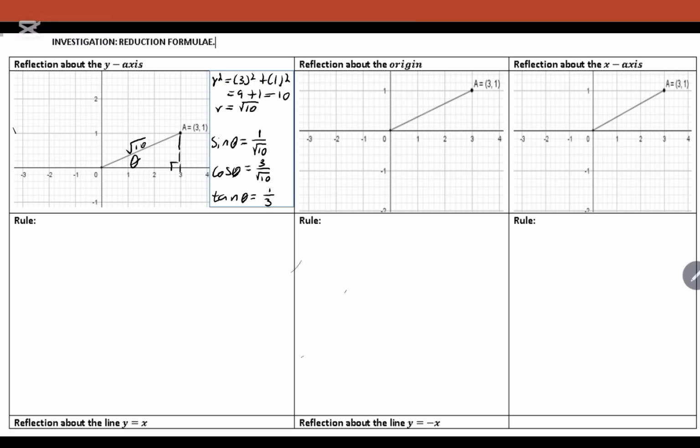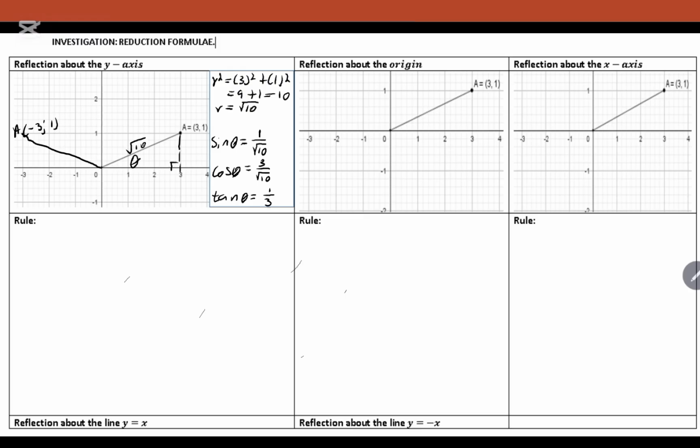It says reflection about the line y-axis. That is, the line x equals 0. So we are reflecting the terminal arm AO about the line x equals 0. So if the point A is (3, 1), when we reflect that point about the y-axis, that point is going to be (-3, 1).